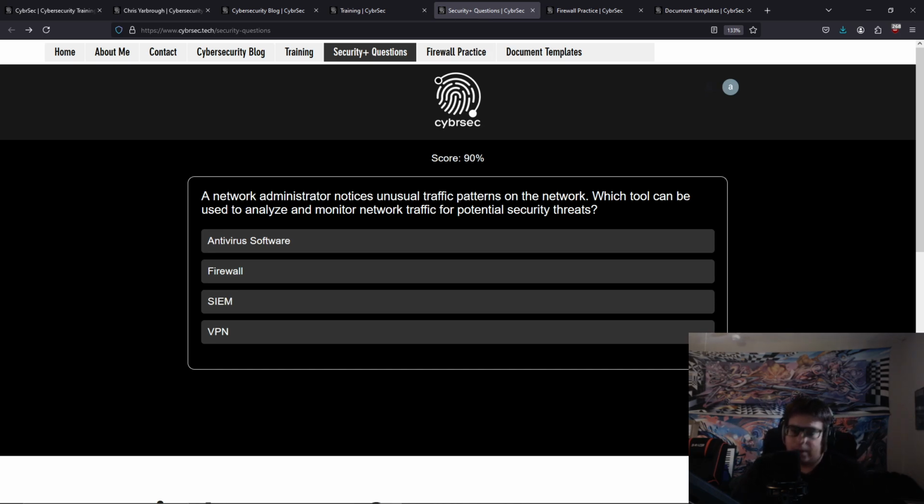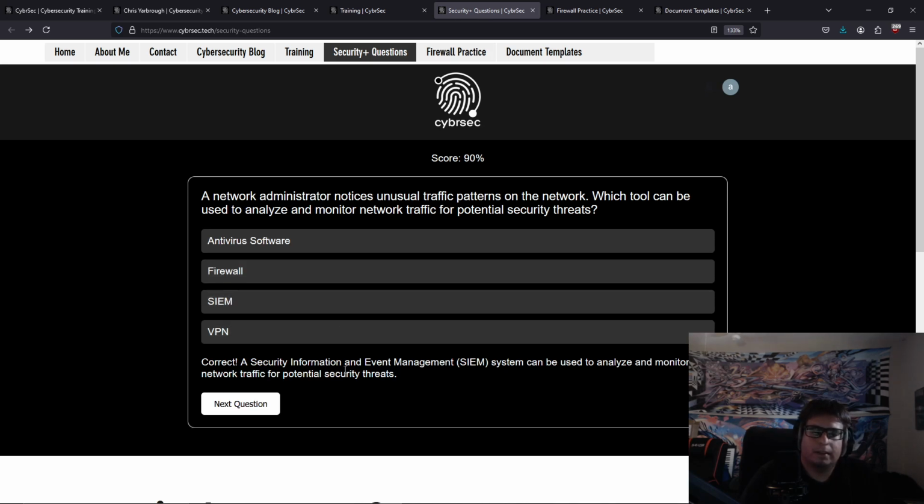A network admin notices unusual traffic patterns on the network. Which tool can be used to analyze and monitor network traffic for potential security threats? A SIEM, right? Correct. A security information and event management system can be used to analyze and monitor network traffic for potential threats.